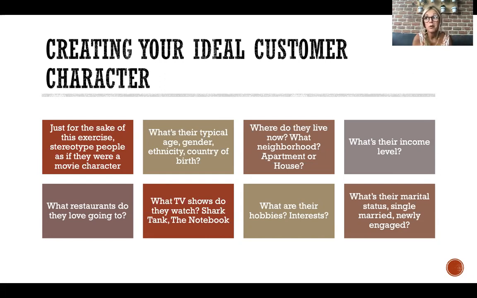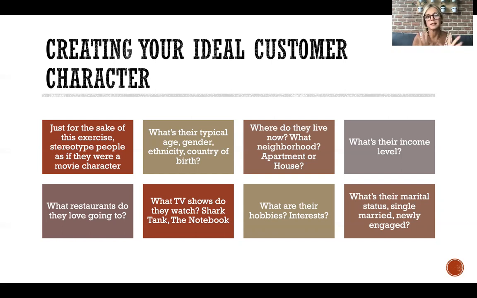their country of birth. Most of us are going to be posting for Americans. Where do they live now, and what kind of neighborhood? Do they live in an apartment or a house? I would say that my ideal client would probably live in a house, probably in the South. That's somebody that I'm going to be posting to, mainly because I live in the South as well.